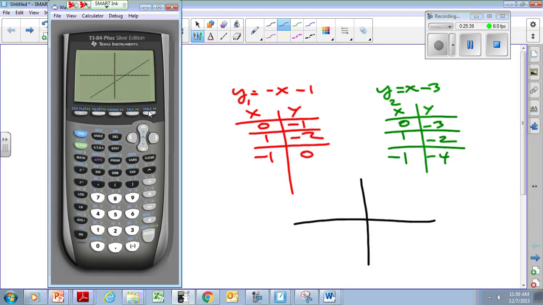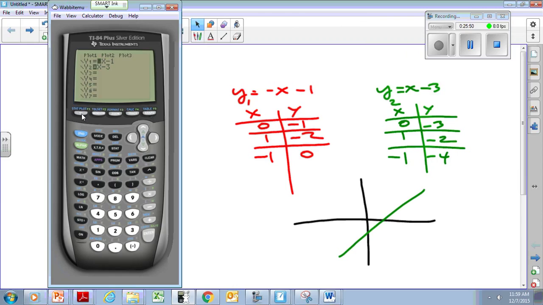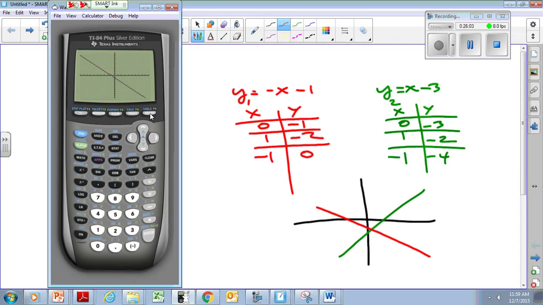Y1. Let me see if I can get it in. Green goes below. Let me see if I can get red. Then after I get red, I can end this video. Where are you, red? How do I get to red? I hit enter. I go down. I get rid of the old one. Graph, and here comes red. Red, you're shooting down that way.